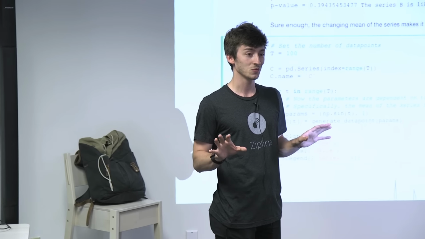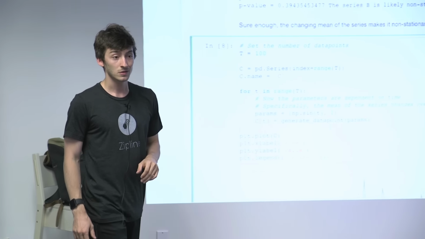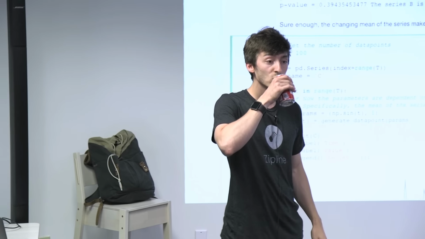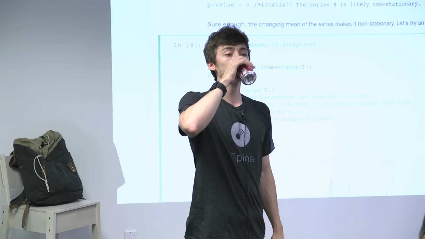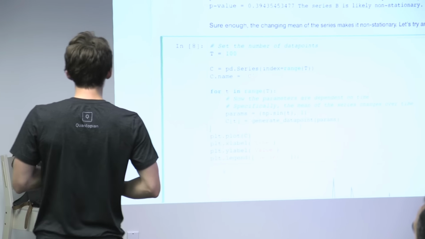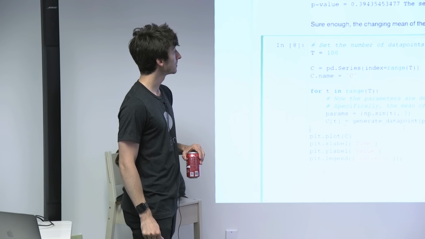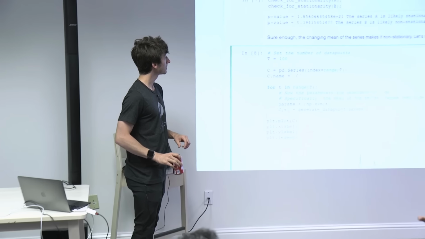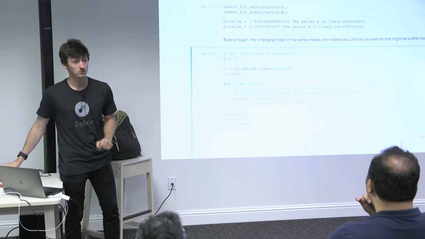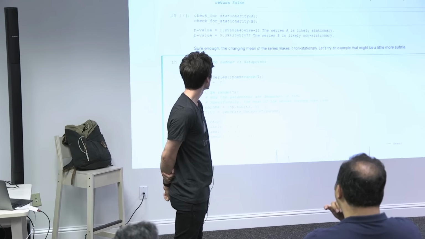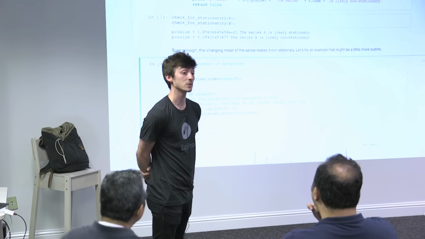So yes? Sorry, I'm kind of new to this stuff. I'm just asking a couple questions. Is the p-value on the display here a typo? Because series A is definitely stationary because I generated it from the stationary set. But here, is that the probability? So these are p-values.